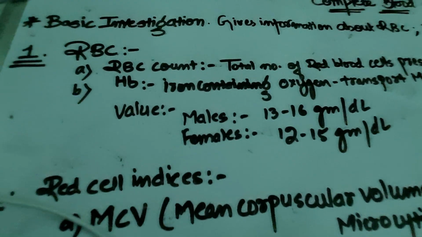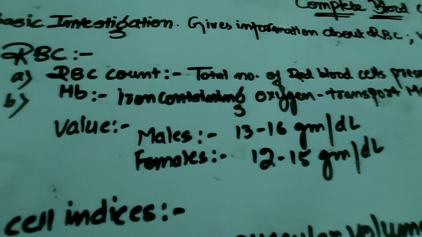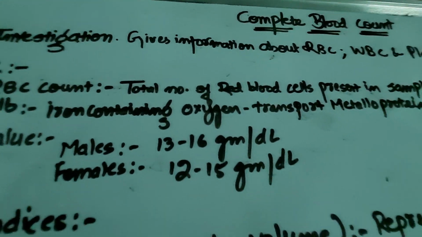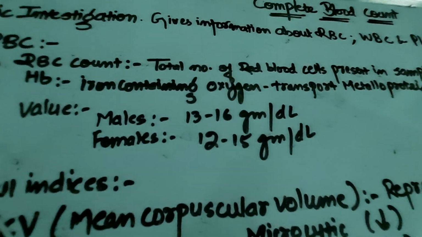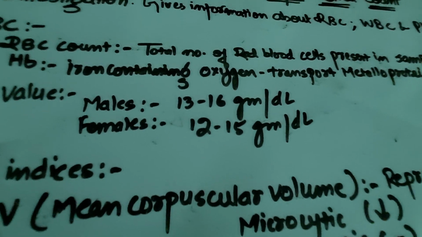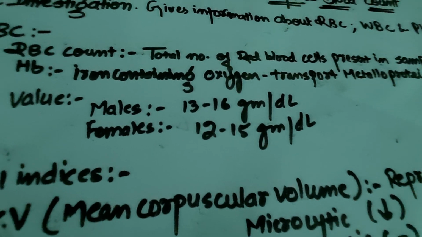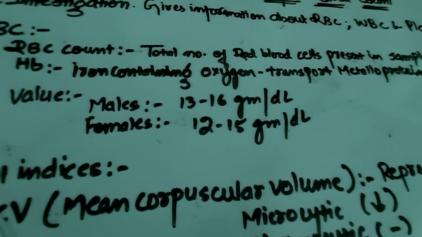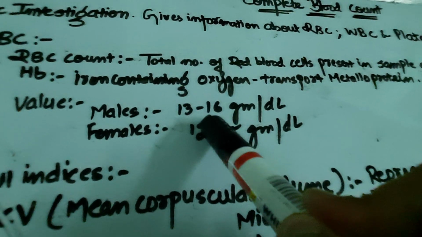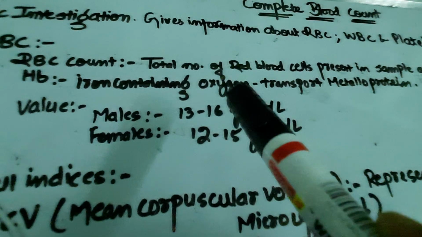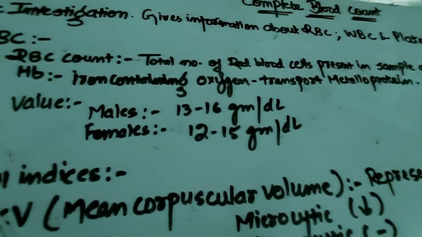The next thing which comes is hemoglobin. You all know very well what is hemoglobin. It is an iron containing oxygen transport metalloprotein. The normal value in males is from 13 to 16 gram per deciliter and in females it is 12 to 15 gram per deciliter. The value varies in different books, but according to WHO, the male and female value is this. You all know if hemoglobin is less, the condition is termed as anemia, which I will discuss in further videos.